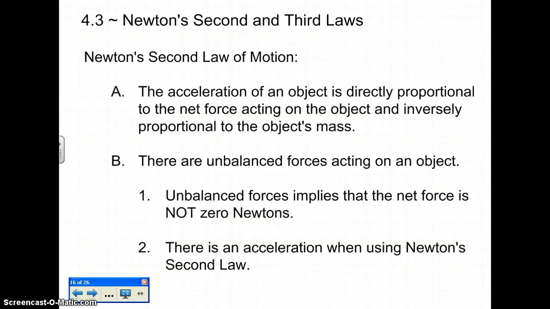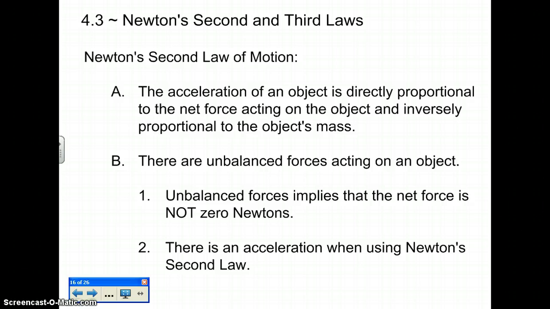Some things that you need to know about this is that you're going to be talking about acceleration and mass and its relationship to force. So letter A here says the acceleration of an object is directly proportional to the net force acting on the object and inversely proportional to the object's mass. So what I want you to break down here, like in that little space after the word mass, is what equation are they talking about here?